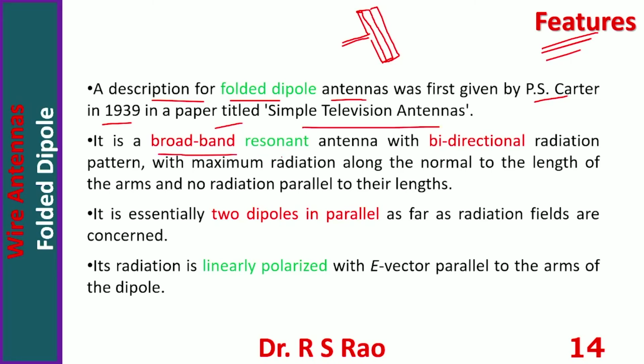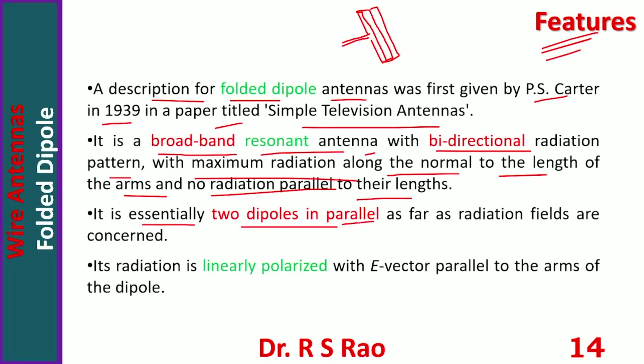It is a broadband resonant antenna with a bidirectional radiation pattern, with the maximum radiation along the normal to the length of the arms and no radiation parallel to their lengths. It is essentially two dipoles in parallel as far as the radiation fields are concerned. Its radiation is linearly polarized with the E vector parallel to the arms of the dipole. The pattern is similar to a half-wave dipole.